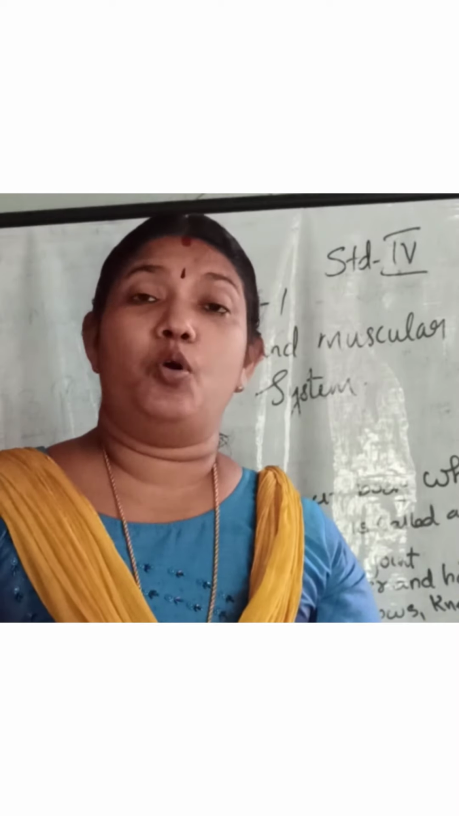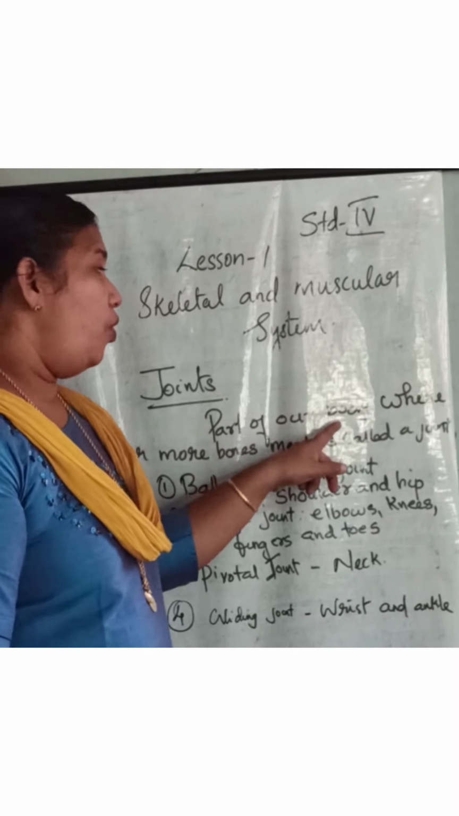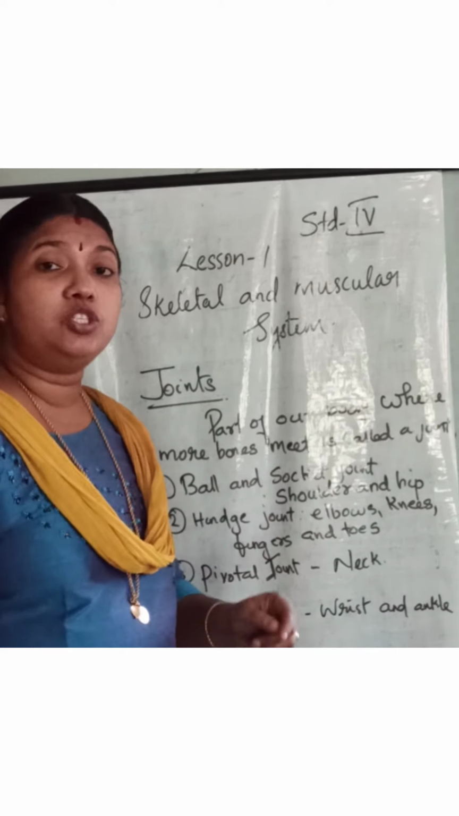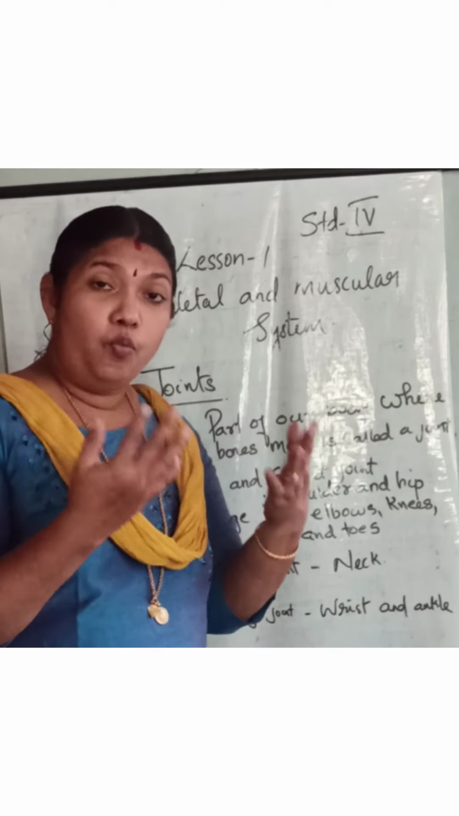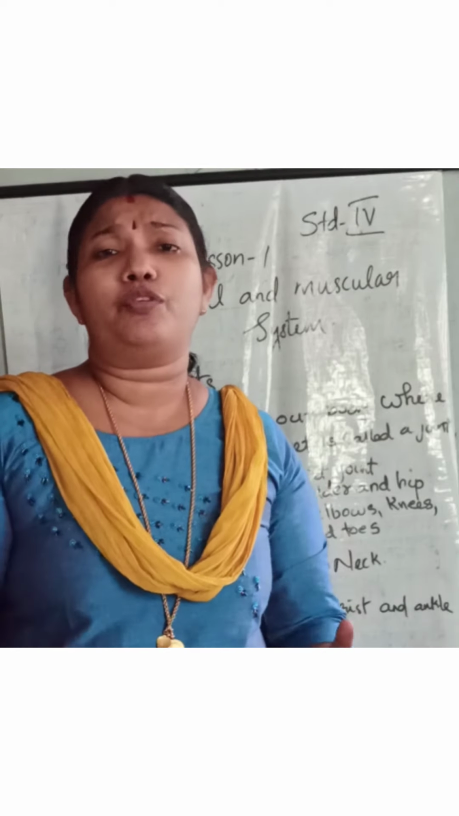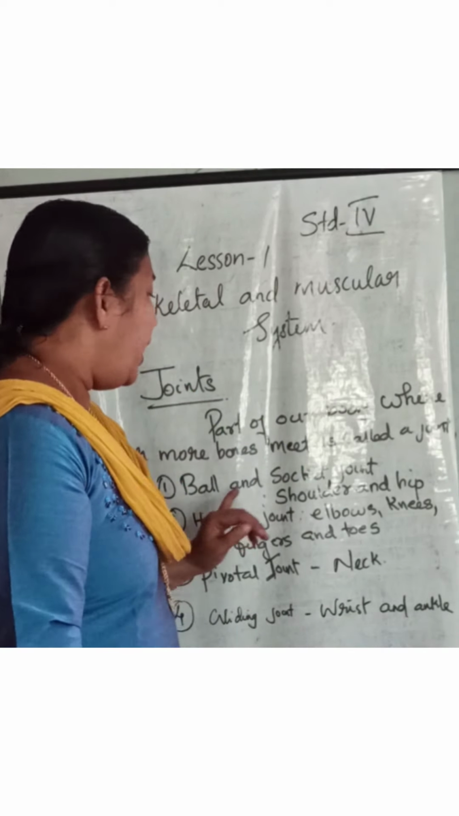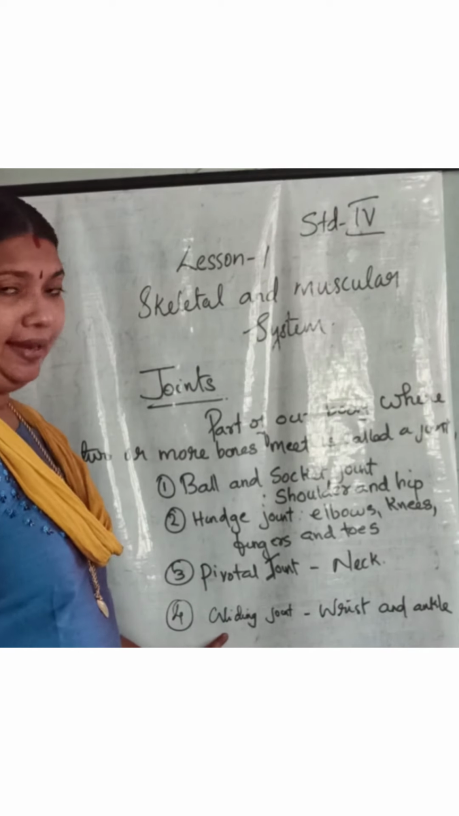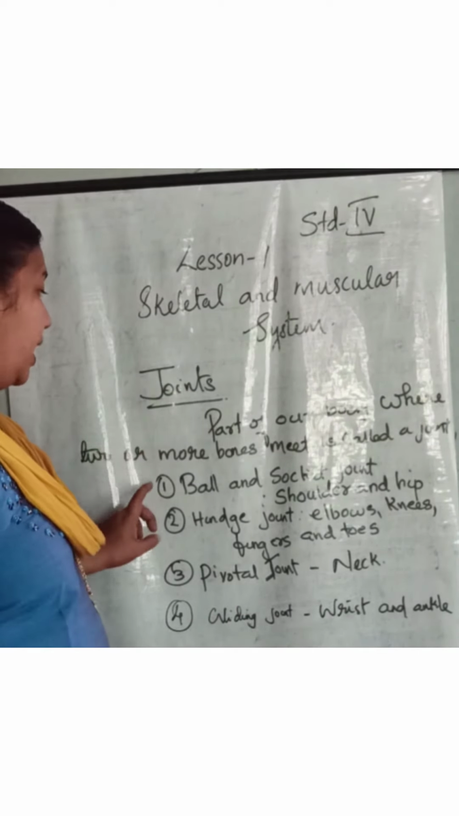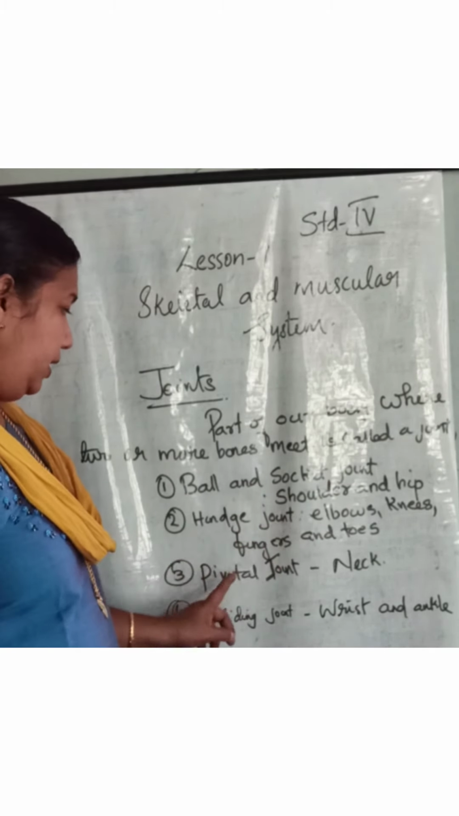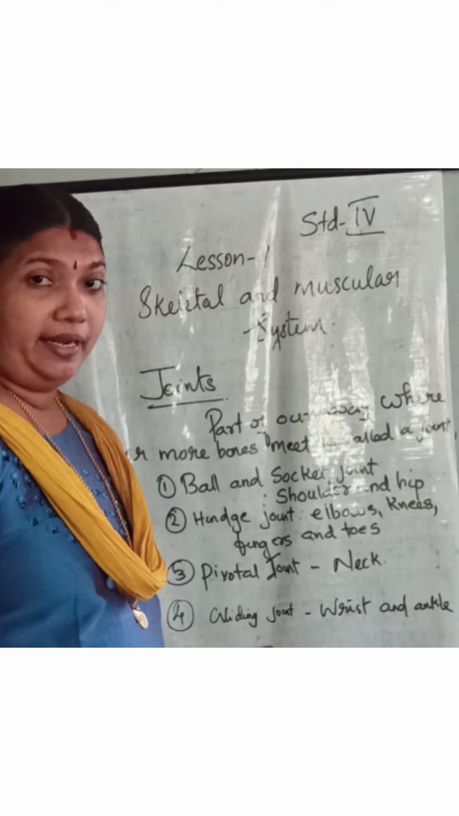Next, about joints. The part of our body where 2 or more bones meet is called a joint. Joints are of different types. They are ball and socket joint, hinge joint, pivotal joint and gliding joint. So joints are classified into 4.